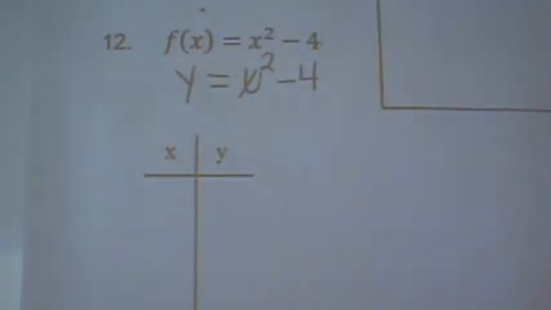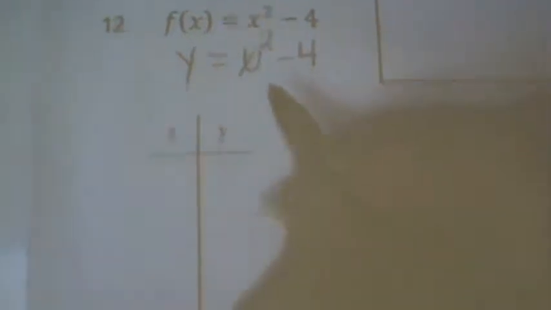Next one. Number 12. What is the shape of this? You should recognize what it is. Is that a rocket? It's a parabola. It's a U-shaped figure. I don't care if you use your calculator or make a table of values, but I want at least 5 points on this so you can see the shape of it.